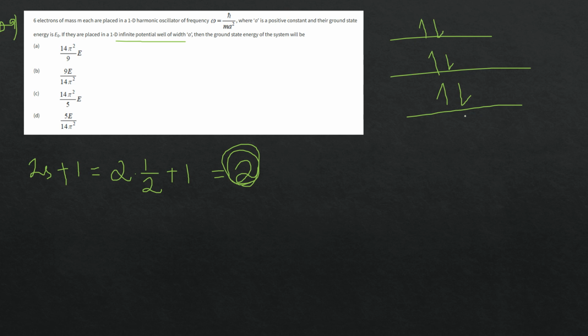And the energy will be what? This is a harmonic oscillator, 1D harmonic oscillator, that means n plus half h cut omega. So first one is your half h cut omega. So this is 2 electrons, 2 into half h cut omega, right?